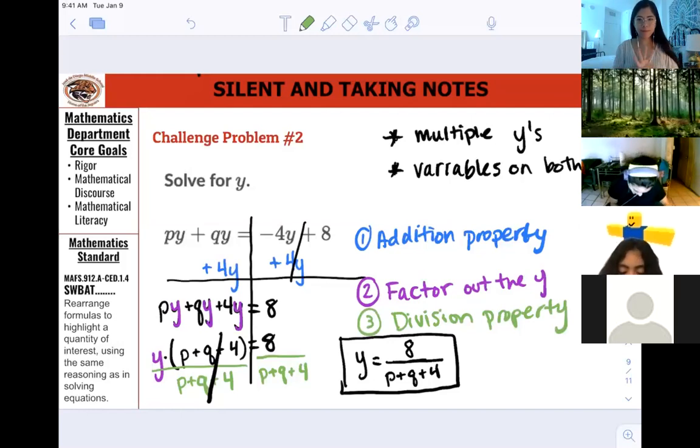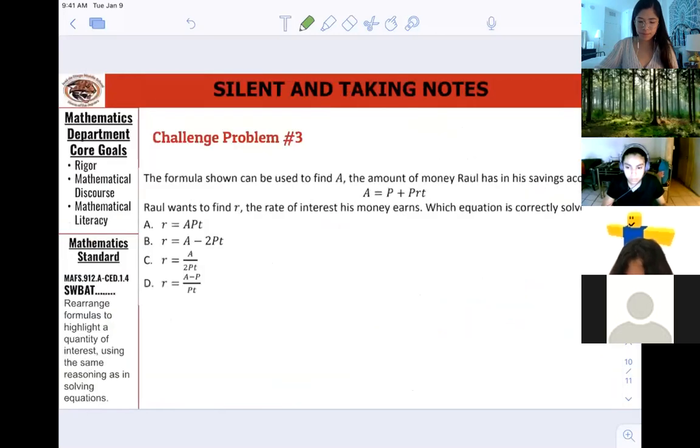Cool. Alrighty. It is 10:20. I think we have one more challenge problem, and then that'll be it. So let's go ahead and do the last one. For this one, it's multiple choice. So this is kind of what it would look like on a test.